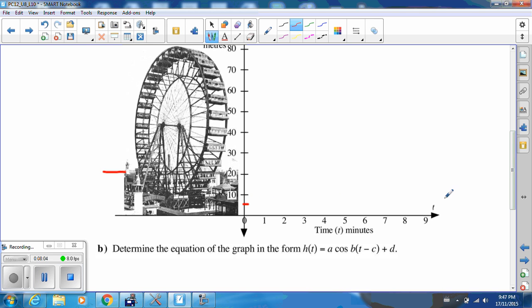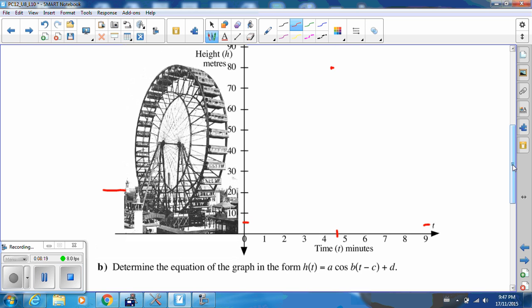And it takes 9 minutes. So it's going to get back to 4 here after 9 minutes. That means at 4.5 minutes, it's got to be right at its top, which we already decided was 80 meters, which is a pretty solid Ferris wheel. 80 is a big distance to get up there. So anyway, it's going to do something like this. Okay, excuse how not smooth that is.